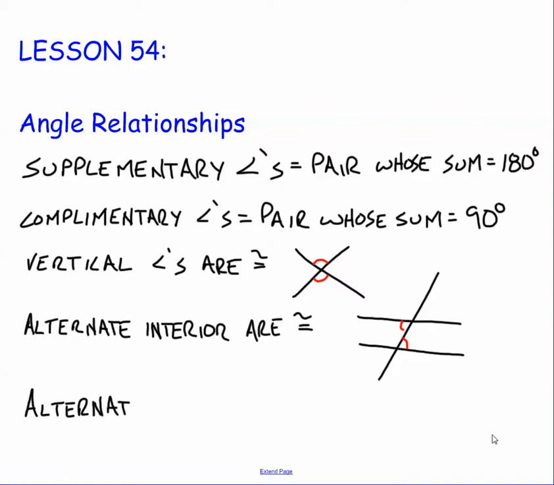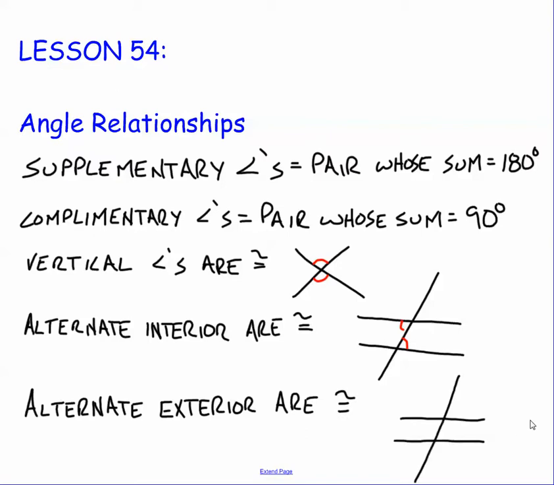And lastly, let's talk about alternate exterior angles. They are also congruent. And again, if we have two parallel lines and a line intersecting them, alternate exterior angles would look like that. They are congruent to each other. All right, so let's do some work with these relationships.